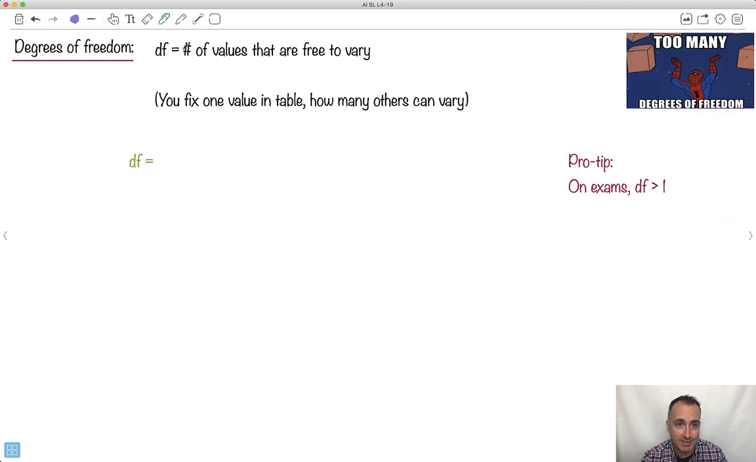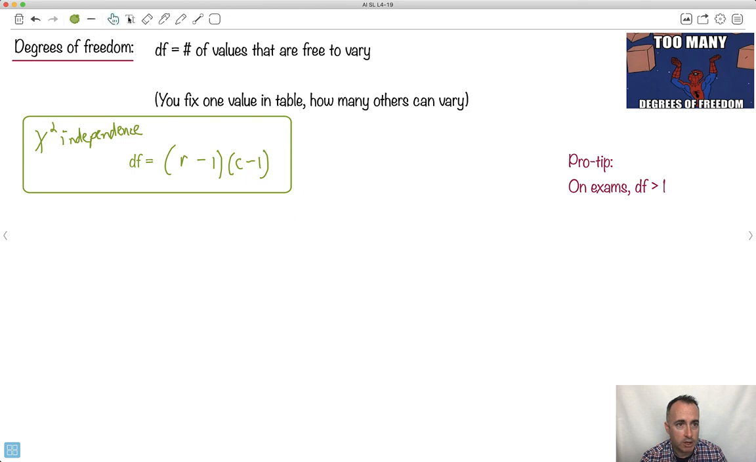We've got something called degrees of freedom. Technically, it's when you fix a value in a table and how the others can vary. You don't need to know too much about it, except it really helps to know. This is for chi-squared independence testing. This is the important one here. So we've got this equation right here. Degrees of freedom is going to be r minus 1 times c minus 1. And what's r? That's your number of rows. c is the number of columns.